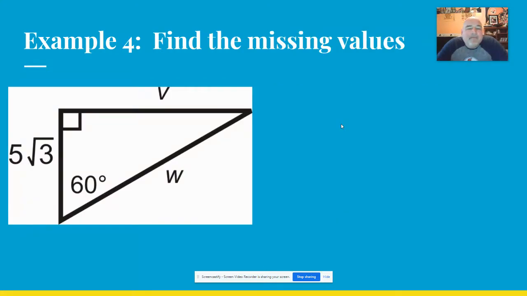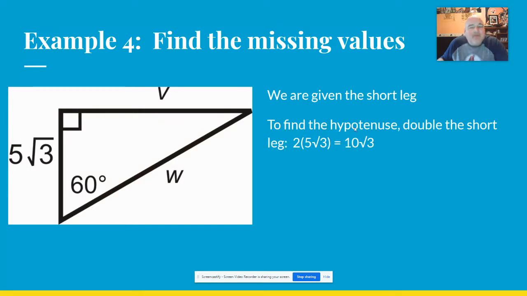Example 4, now we're asked to find the missing values, and again, we have to realize what we have. So we have the short leg once again. So we double it to find the hypotenuse. And when you take this times 2, you multiply 2 times what's outside the radical. You can't multiply 2 times 3. You don't have to distribute because this is in a radical and this isn't. So this is just 10 square root of 3.